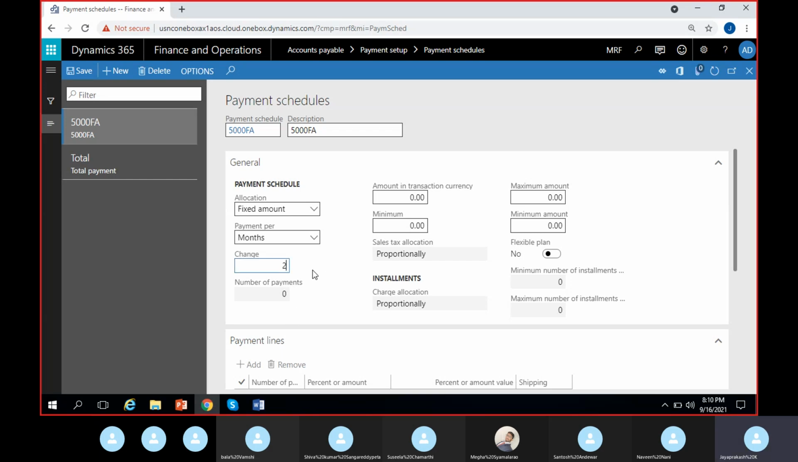If I give 2 here, it means twice a month, not for 2 months. So I'll give only one, which means once a month I'll pay. I think that would be the category, I mean, that would be the point about the change.